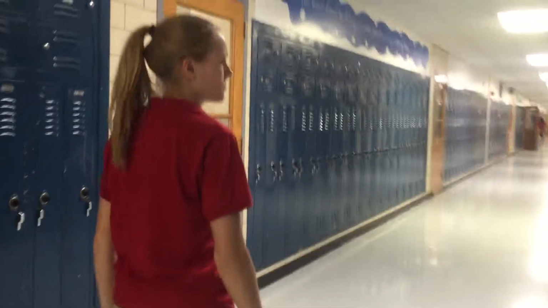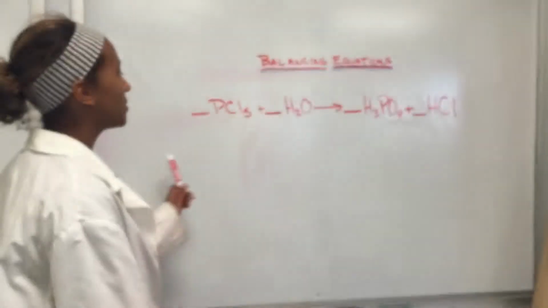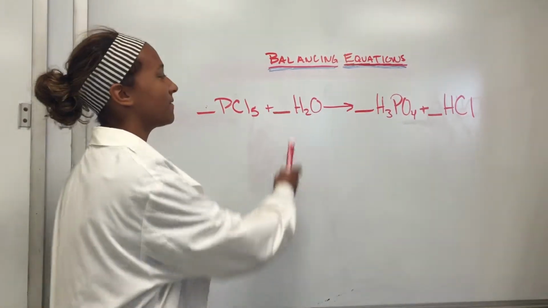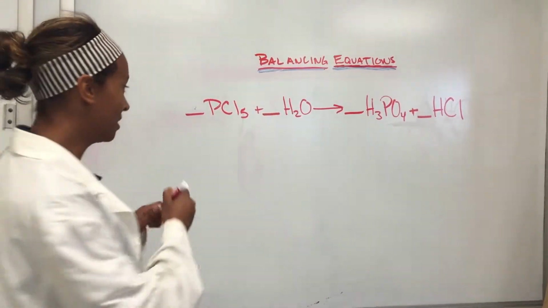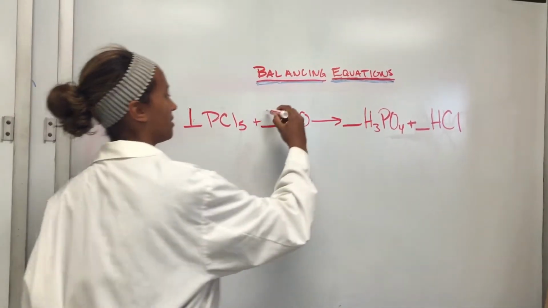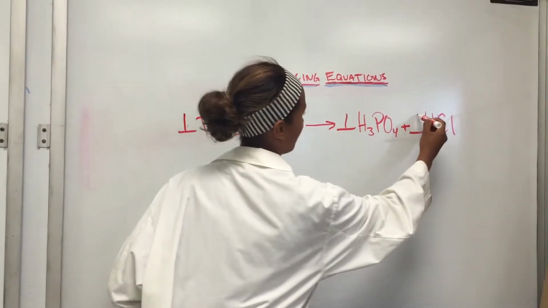Excuse me, miss? Can I ask you a question? Yeah? Do you know how to balance a chemical equation? No. So in order to balance an equation, you have to have the same number of each element on both sides. In this case, the answer would be 1, 4, 1, 5.